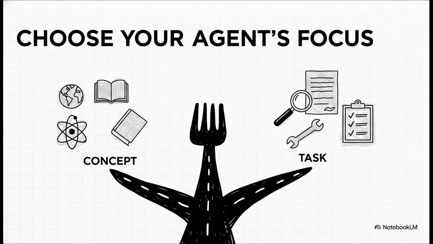You basically got two main paths you can go down here. You could build an agent that's all about a big concept, like sustainability or what a function is. Or you could focus it on a specific task, like helping someone analyze a text or solve a certain type of problem. The key is to just pick one and really nail it.